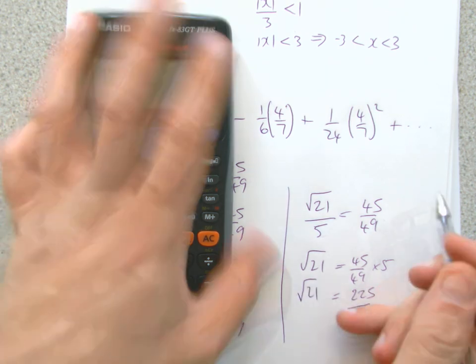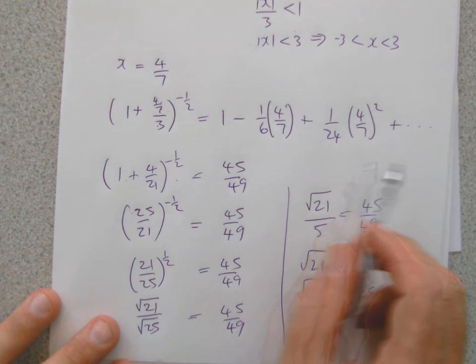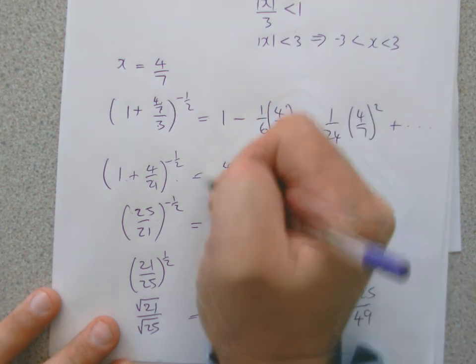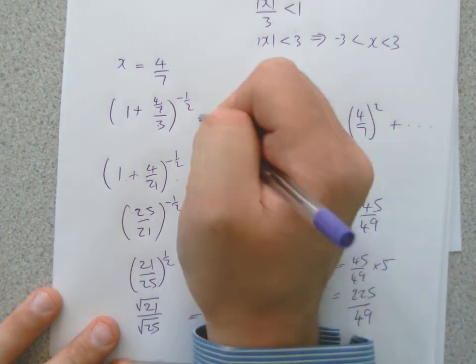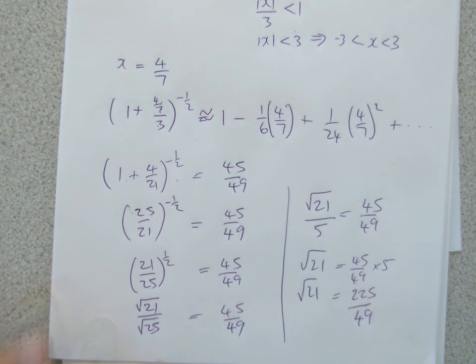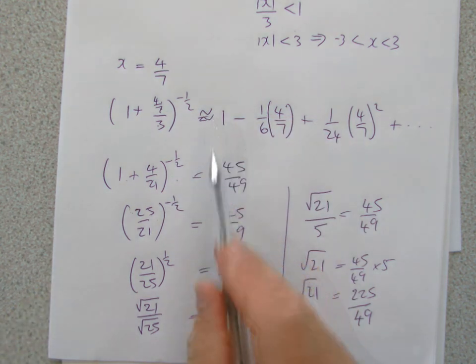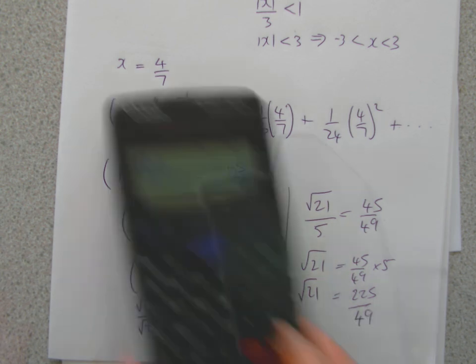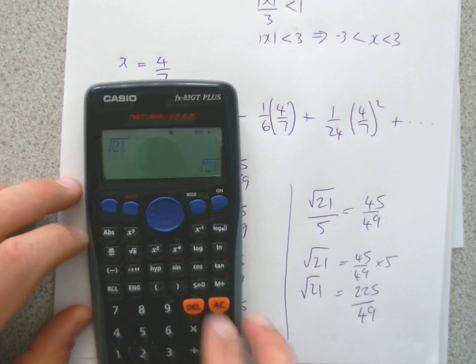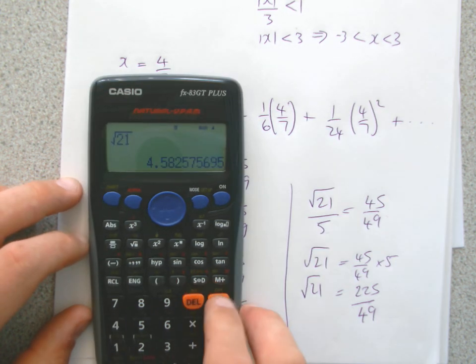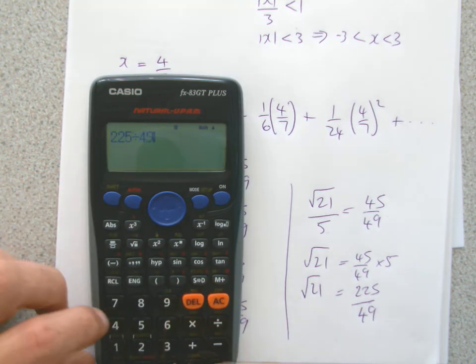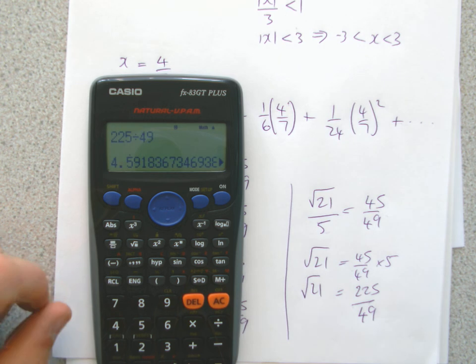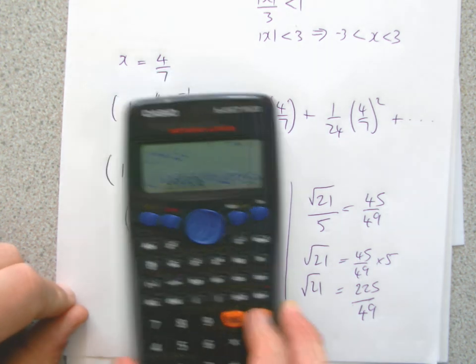I put it equals because it's only approximate, because in this expansion we only went up to x squared. So really I should perhaps up here have an approximately equals sign at the start. But as we go along, it's fine to keep it as equals. And that's what we've got as an approximation for root 21. You can even check on your calculator. Root 21 is about 4.58, and 225 divided by 49 is very similar, isn't it? It's an approximation, but very similar.